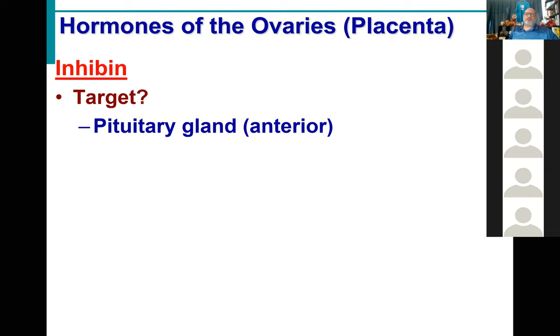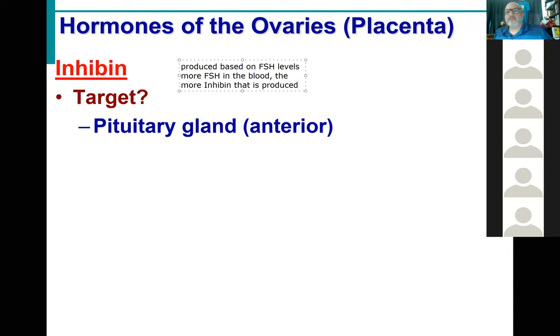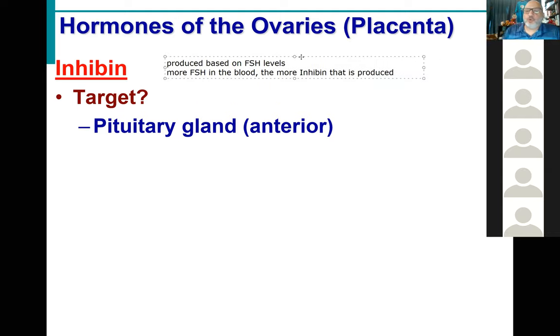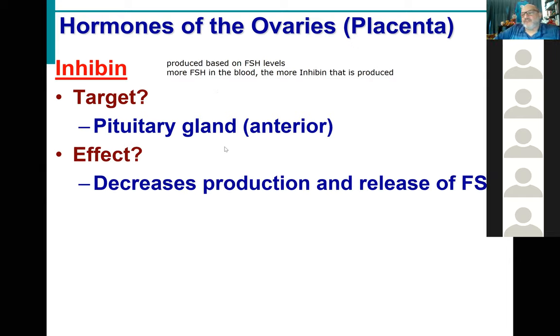Inhibin actually responds to, and this is what's really interesting, inhibin is produced based on follicle-stimulating hormone levels. What this means is that the more follicle stimulating hormone in the blood, the more inhibin that is produced. Because what happens is follicle stimulating hormone stimulates the ovary to mature the egg. But if the eggs are maturing too quickly, that's a problem. And so the more follicle stimulating hormone in the blood, the more the ovary produces inhibin, sending that inhibin back to the pituitary gland and telling the pituitary gland to stop making and stop releasing follicle stimulating hormone.